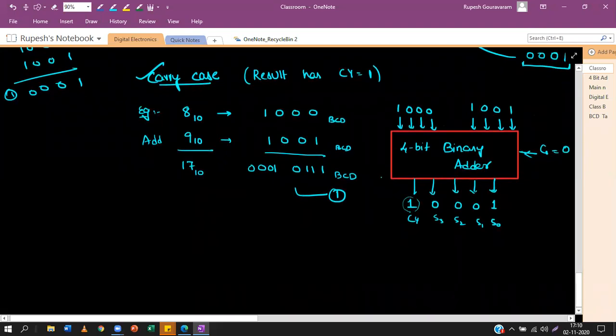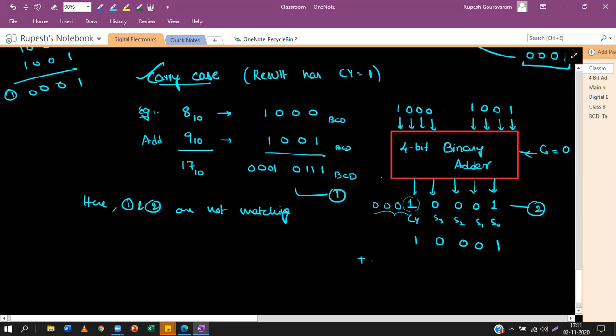So when the carry is 1, if you extend it by 3 more bits and write it in the form of a BCD format, you observe that this result, number 2, is not matching with number 1. So 1 and 2 are not matching. Okay, so what will we do? To this 1001, we add a correction factor of 6. 6 is represented as 0110.